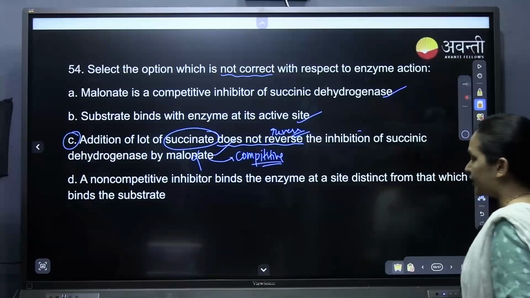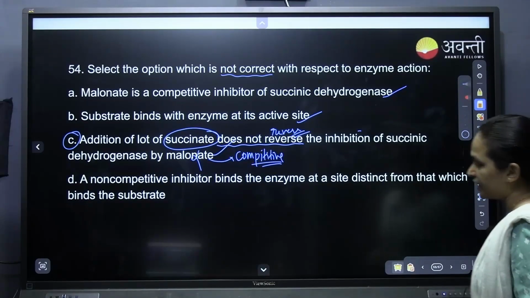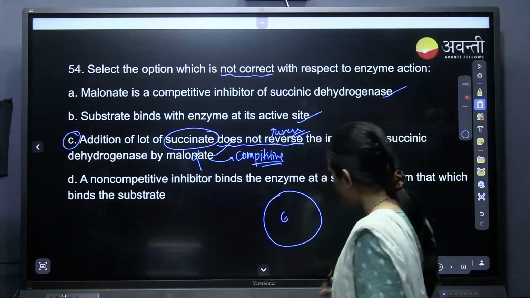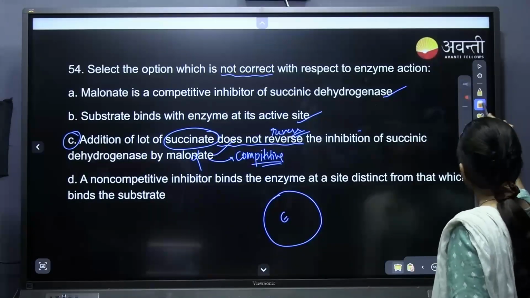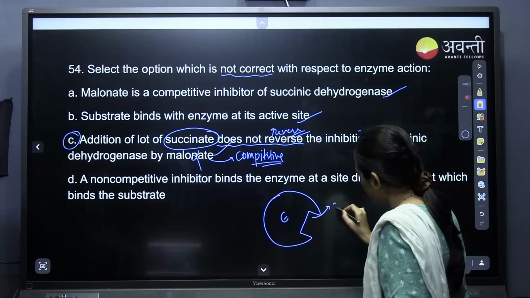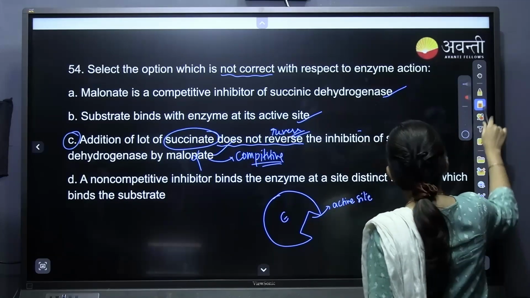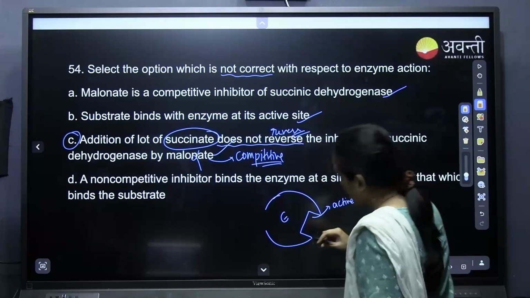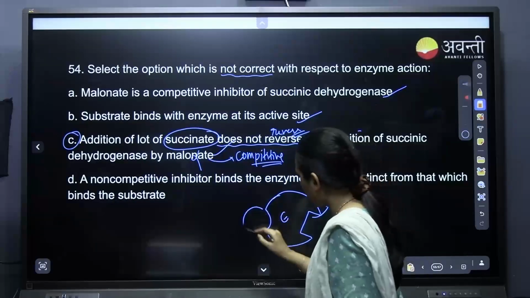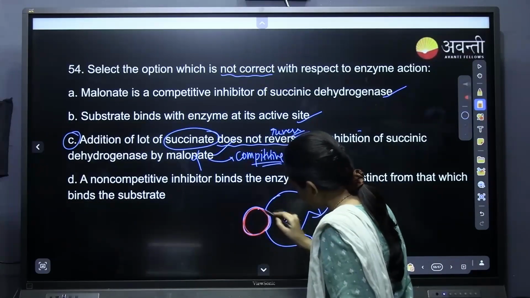The non-competitive inhibitor binds the enzyme at a site distinct from the active site. Yes. What happens in non-competitive inhibition? If this is the enzyme and this is the active site, the non-competitive inhibitor will come and bind to this particular site.